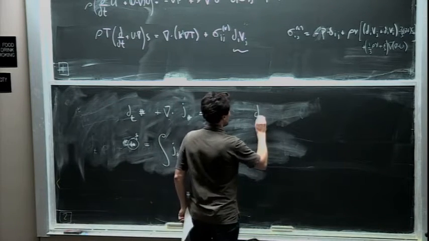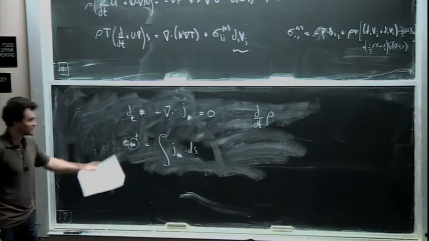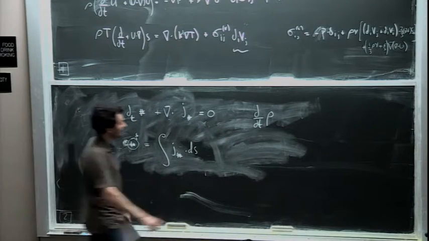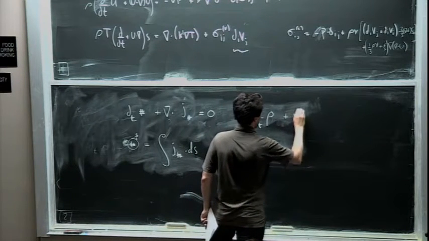Okay? And so, for example, if I'm asking how mass flows, our first equation over there is d by dt of rho. So we're talking about the mass of the fluid. Okay? Then this term over here has an associated current for the mass.